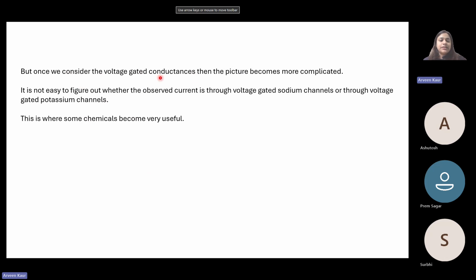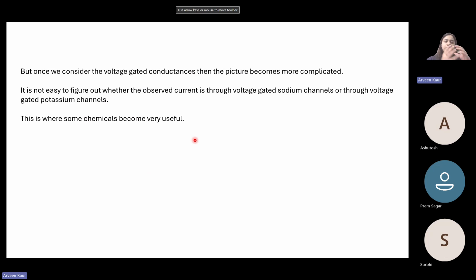But once we consider the voltage gated conductances, then the picture becomes more complicated. How? It is basically not easy to figure out whether the observed current is due to the voltage gated sodium channels or the voltage gated potassium channels. This is where some chemicals become very useful, right? So now we will understand how we understood in the first place why this current is happening.